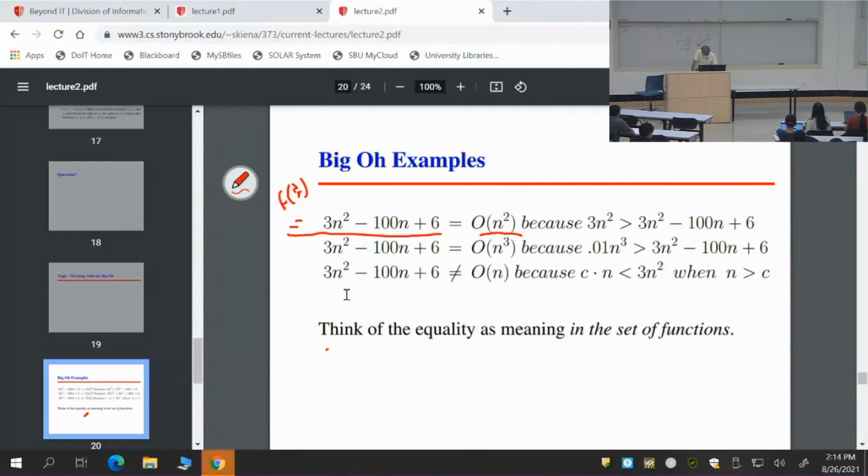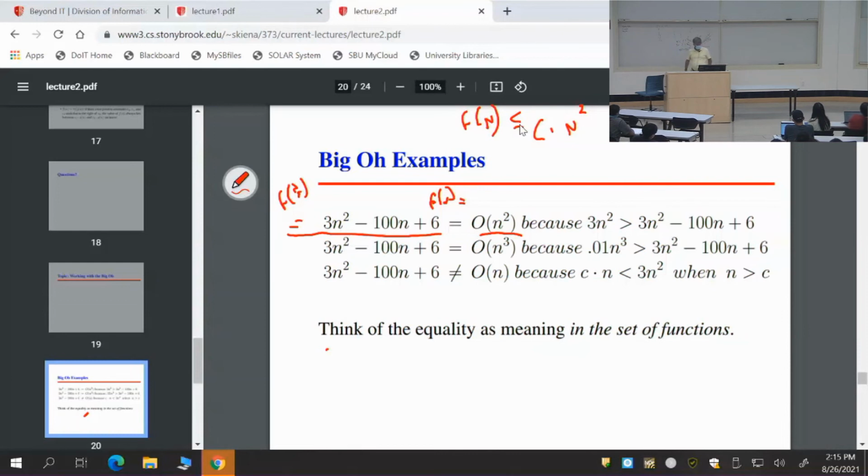This thing, f of n, is going to be big O of n squared if there is some constant times n squared such that this is always bigger than f of n. What constant could we multiply n squared by to make it bigger than 3n squared minus 100n plus 6? Yeah? What was it? 3? 3 will make it bigger eventually.